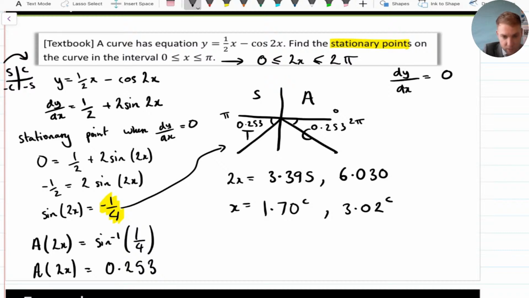I thought I'd made a mistake there. No, I haven't. This is right. So I still haven't actually finished here because I've only found out what x is, and it's not asking for what x is, have they? They're asking for what my stationary point is.